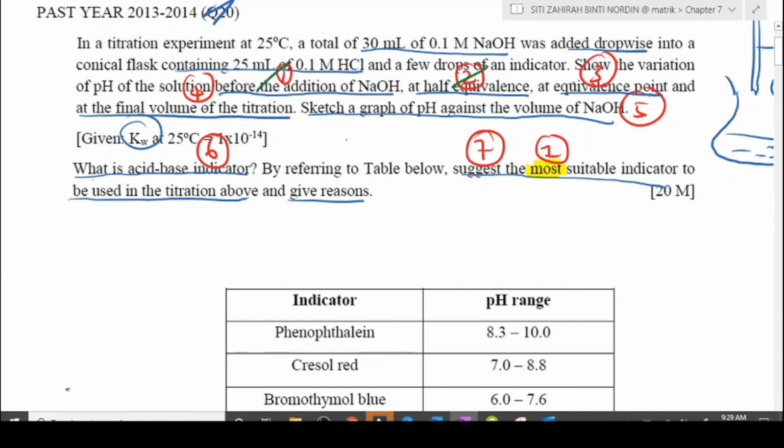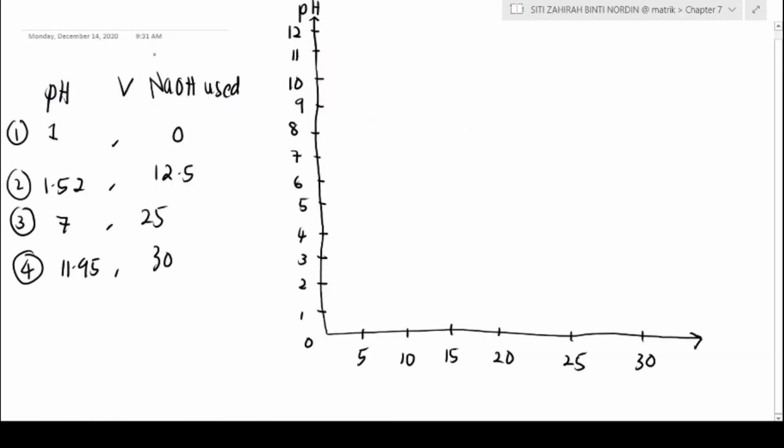Yes, so we already found all these 4 points. So these are all our points, and these are the x and y axis of your titration curve. So let's plot your curve. So when the pH is 1, the volume of NaOH is 0. When the pH is 1.52, so it must be around here, the volume of sodium hydroxide used would be 12.5. That would be around here. When the pH is 7, the volume of NaOH used would be 25. And when the pH is 11.95, the volume of NaOH would be 30.